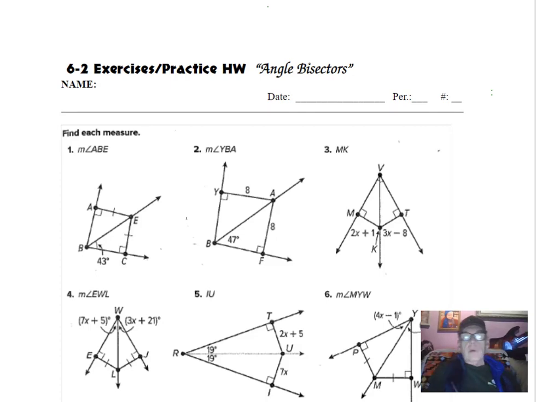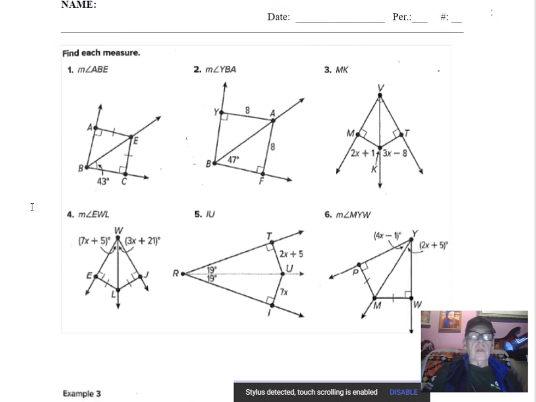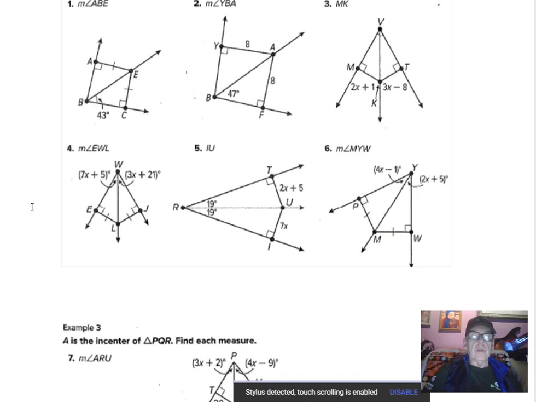Okay, in this video we want to do some practice exercises on angle bisectors. This is from the Revealed Geometry 6-2 section. So let's take a look at these. We're dealing with angle bisectors.